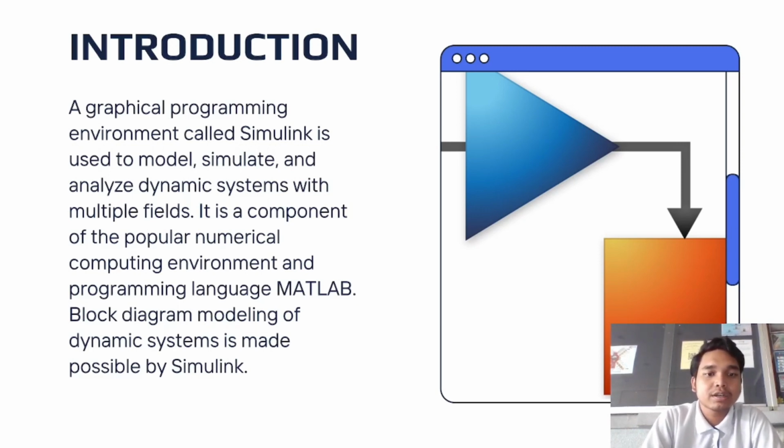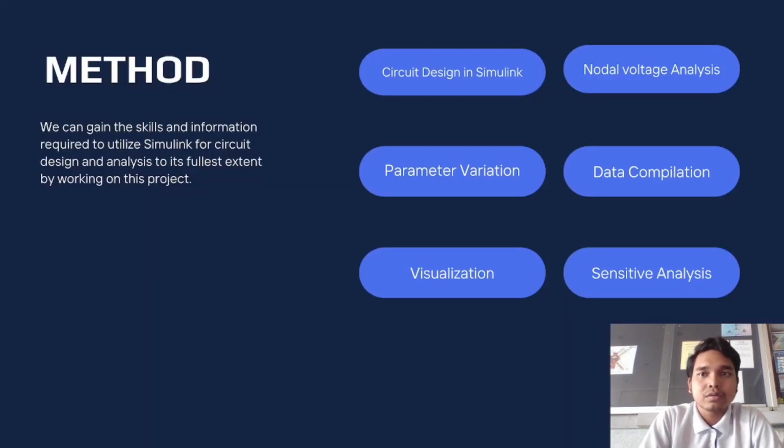So for this project, we have to use MATLAB Simulink software to design an electrical circuit and determine the voltage of each circuit node as indicated in figure 1, and modify the circuit. So for the method, we can gain skills and information required to utilize Simulink for circuit design and analysis to its fullest extent by working on this project.